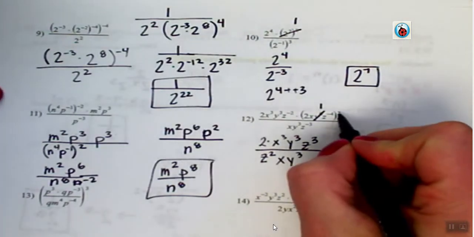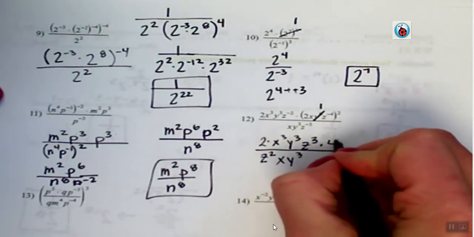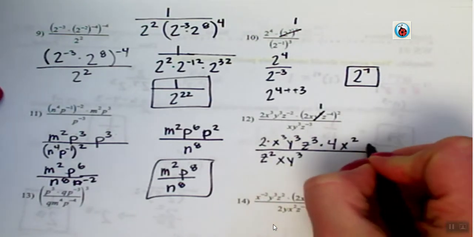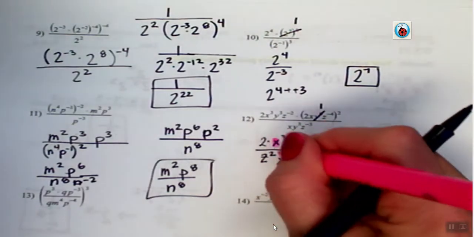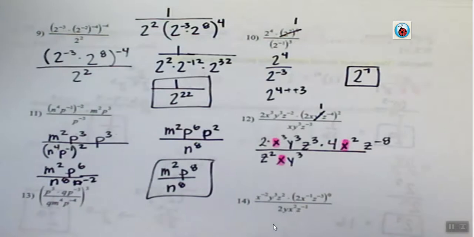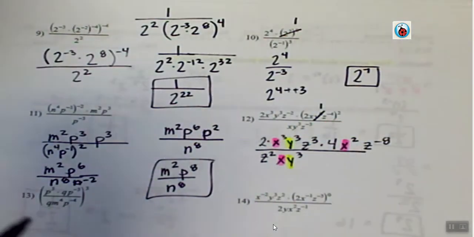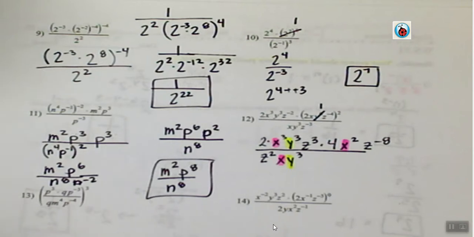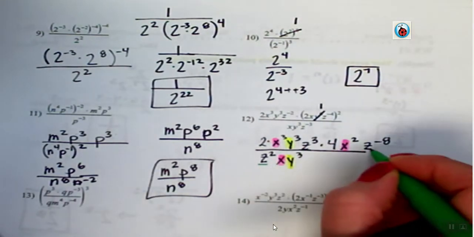Now I'm going to deal with this square power. And I'm going to distribute. Okay, now I'm going to combine. Everything with the same base gets combined. So I have x, x, x. Okay, then I have y, y. Okay, and then I have z, z, z.